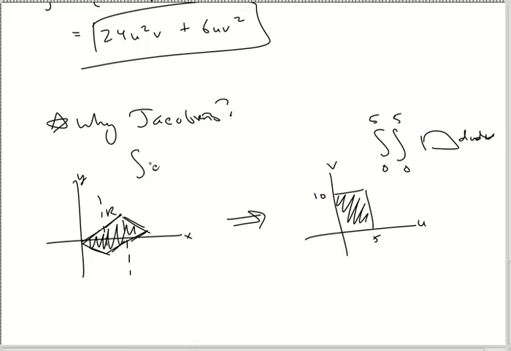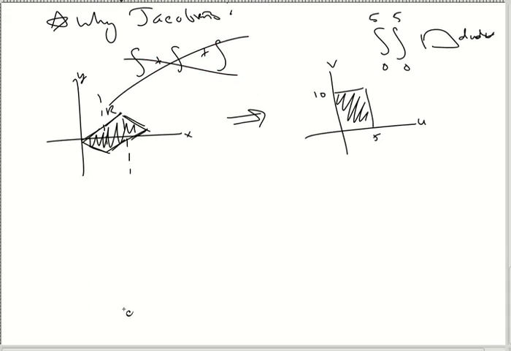Versus here, you would have a double integral. Actually, I think it would be a single integral. Well, single or double, plus another one, plus another one. It's just not worth it, man. So that's why we do Jacobians.